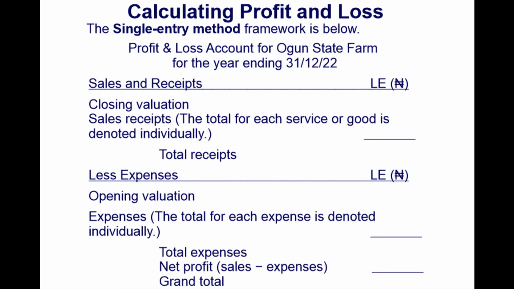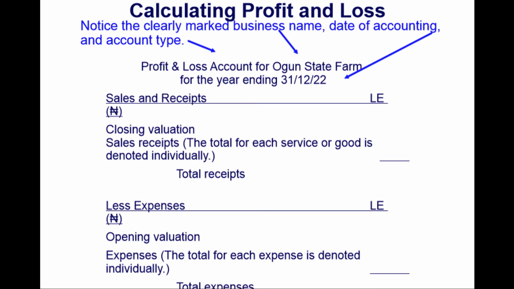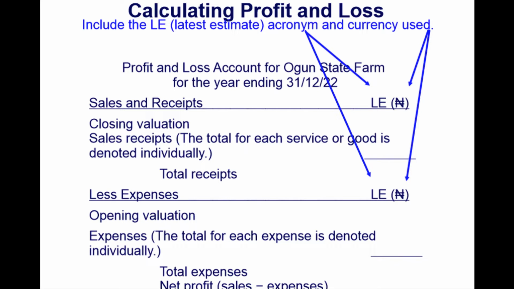Here we have an example of the single entry method framework. We have sales and receipts, closing valuations, less expenses, opening valuation, expenses, total expenses, net profit, grand total if we scroll down. Notice the clearly marked business name, date of accounting, and account type. In this example, we have the LE acronym being used and the currency being used as well.